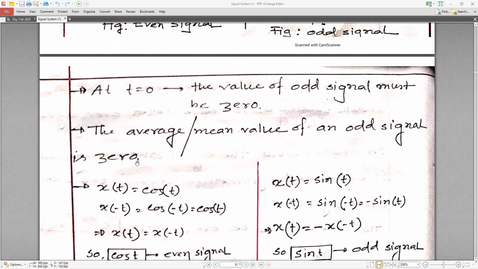See, here is another thing. When you determine the average or mean value, it would be 0 for the odd signal.